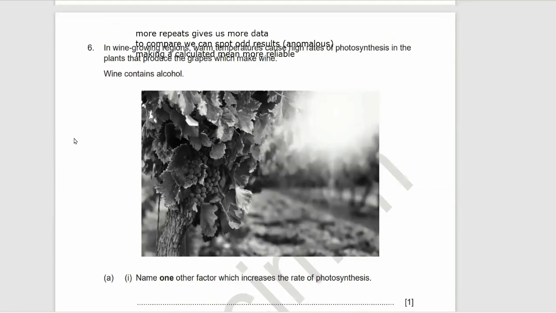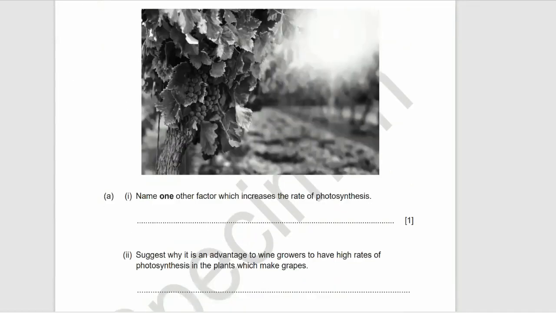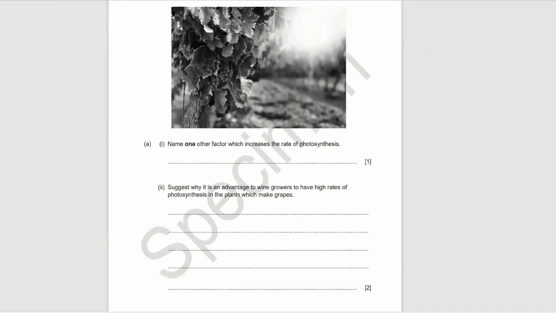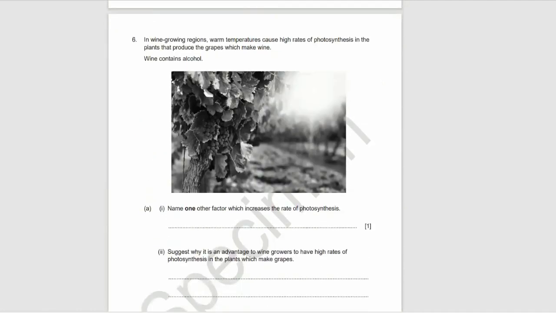Okay, we're nearly through here. We're up to question 6. In wine-growing regions, warm temperatures can cause high rates of photosynthesis in the plants that produce grapes, which make wine. Wine contains alcohol. Name one other factor which increases the rate of photosynthesis. So let's scroll down here a little bit, or zoom out a bit, actually, so that we can get all of this in.